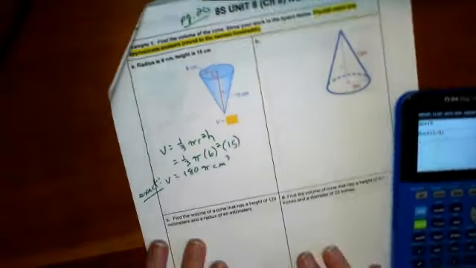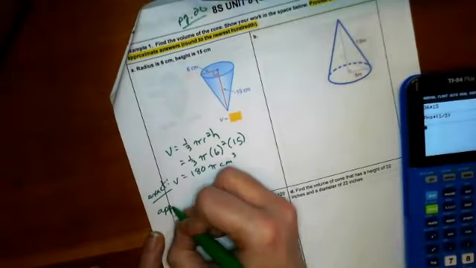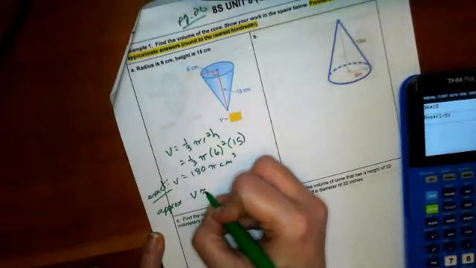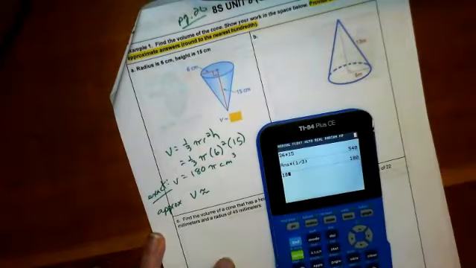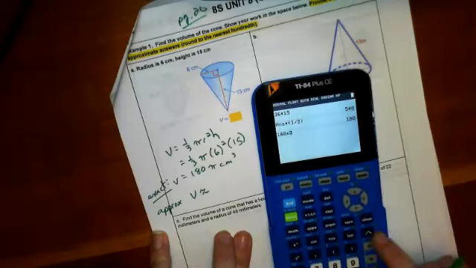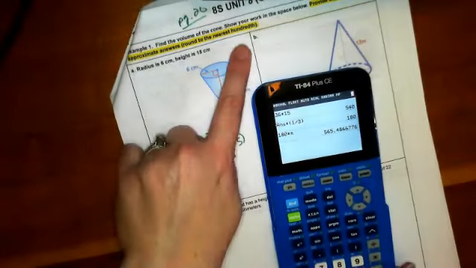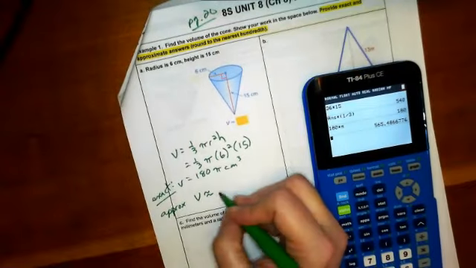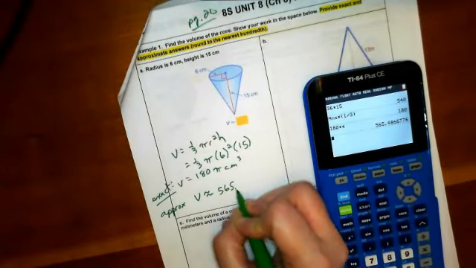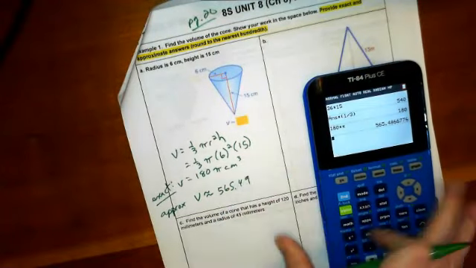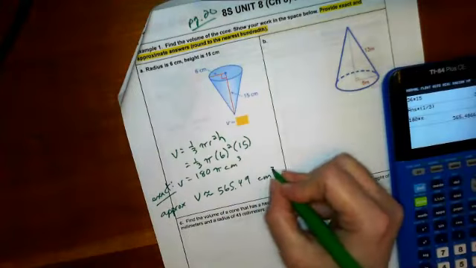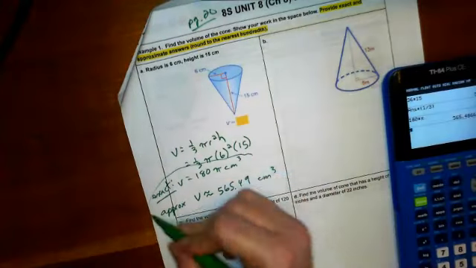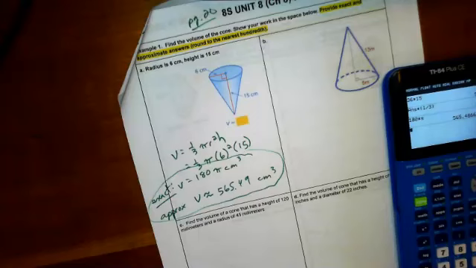Okay, there's my exact. For my approx, volume equals approximately, I'm going to type in 180 times pi, that's second, and that's this little button right here. Okay, if you can see, it's right below the clear. And we get, let's round to the 100th spot, it says. So volume equals approximately 565.49, and that's centimeters cubed. Okay, so there are my two answers. And it's really not that difficult. The hardest part is just making sure we have that formula memorized.